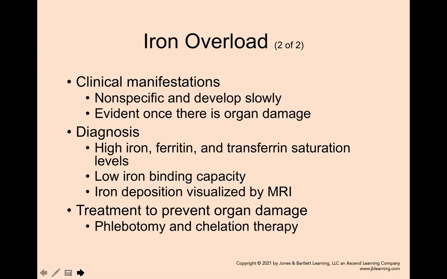The clinical manifestations are generally nonspecific and develop very slowly. And once it is evident, there's usually end organ damage. How we diagnose this is by checking iron levels. There'd be a high iron, high ferritin, and high transferrin saturation levels. There would be a low iron binding capacity and iron deposits visualized by MRI. This can be treated to prevent end organ damage with phlebotomy and chelation therapy.